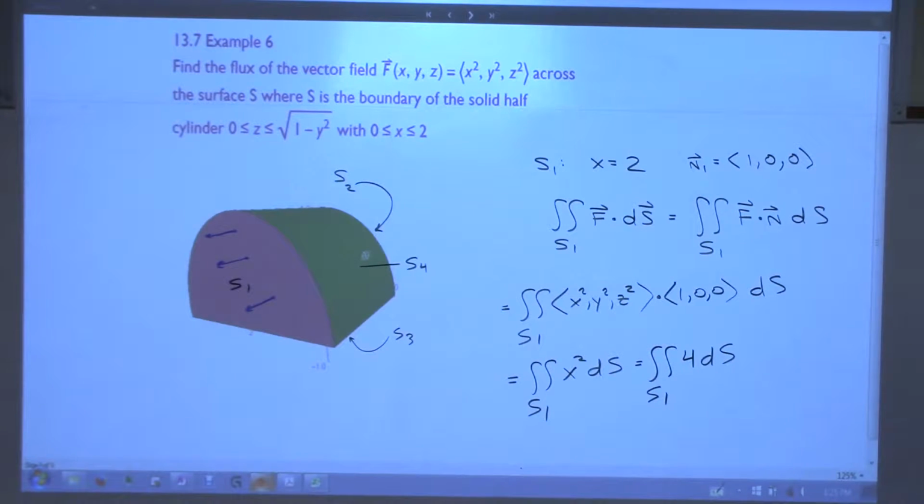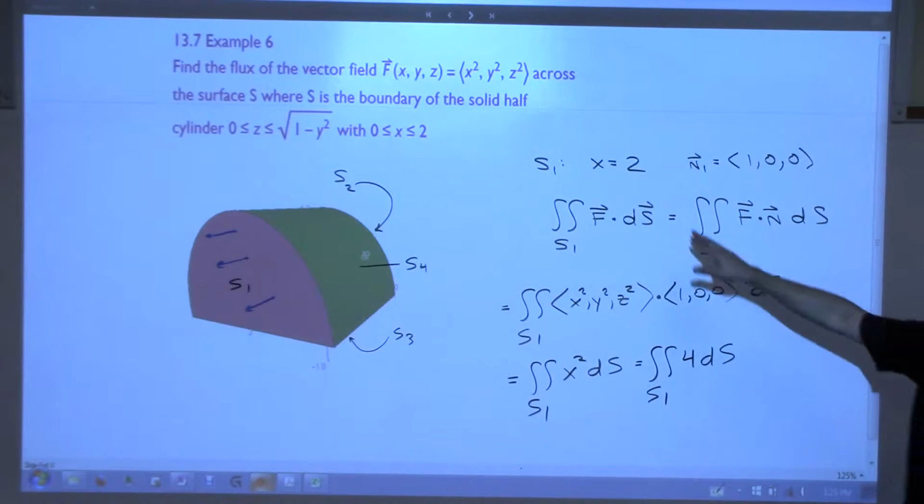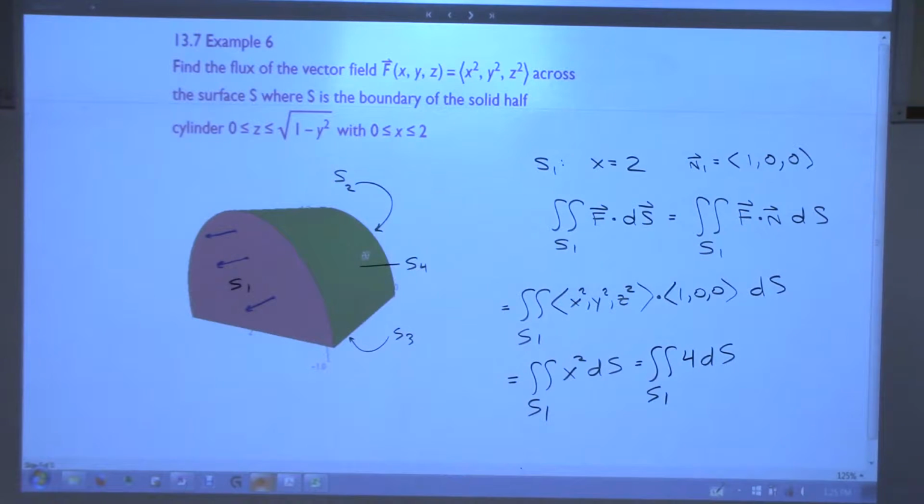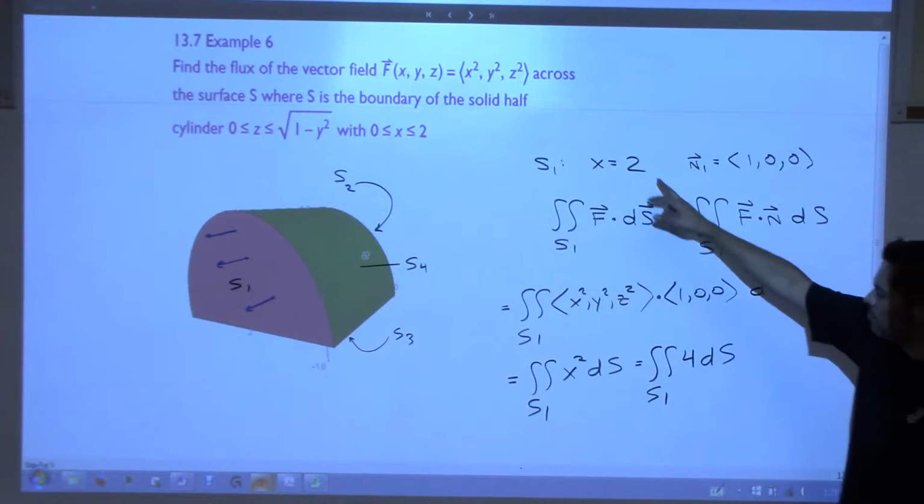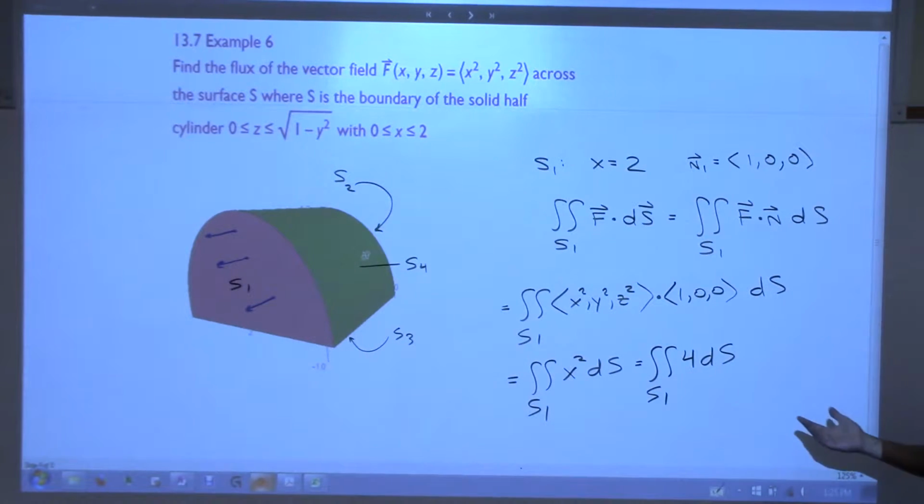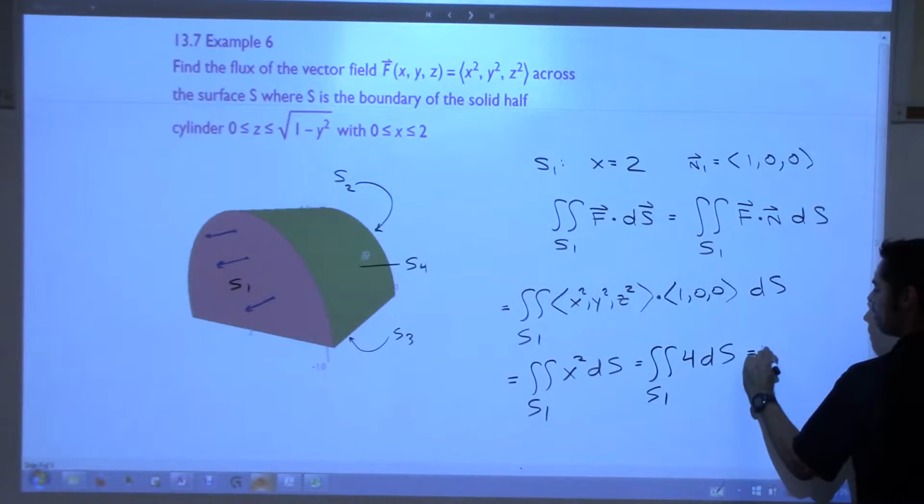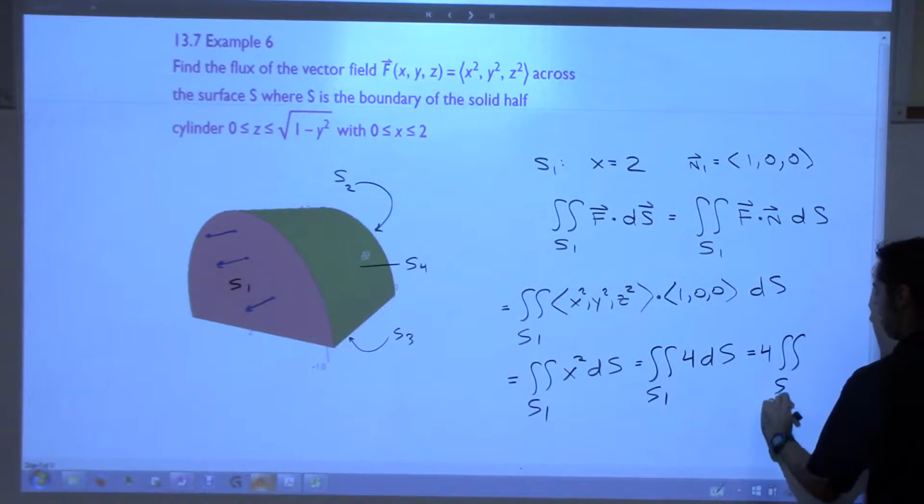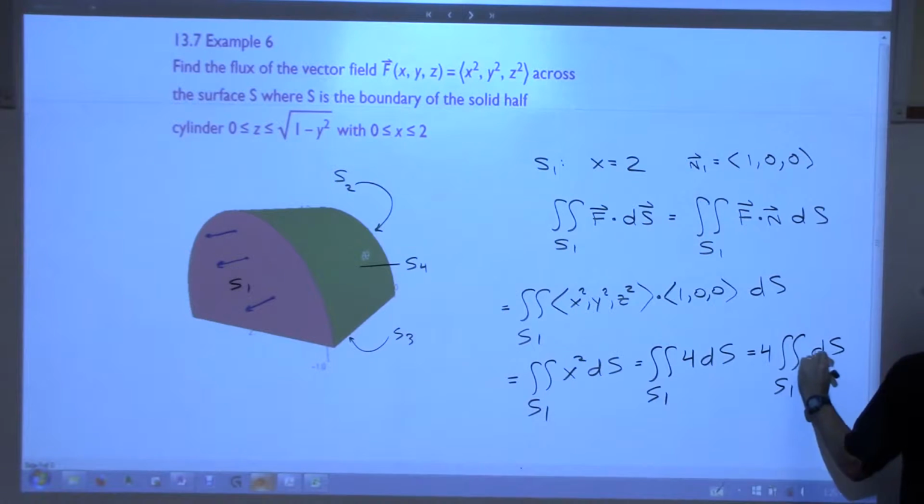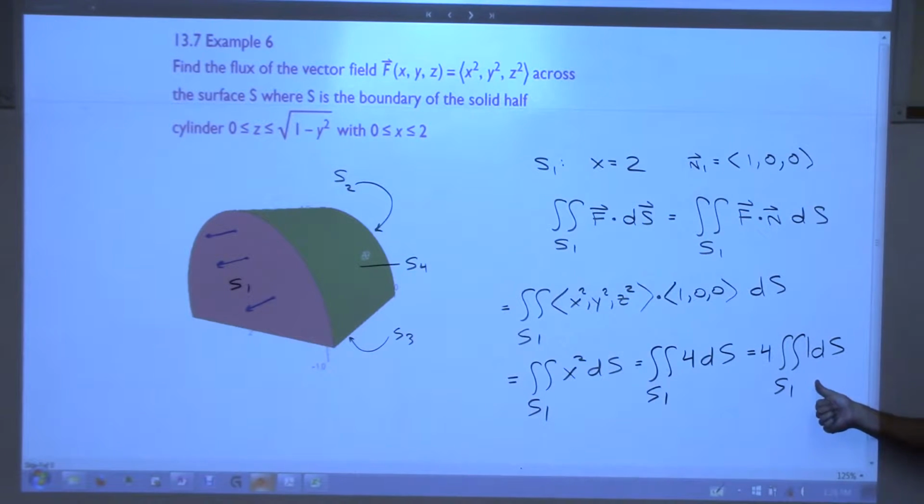All right, so sorry about that. X is 0. I was ahead of myself, I guess. That should be a 2, which means when we square it, we get 4, and then we can pull the 4 out. And that's now 1 in there, and this just means surface area of S1, which we should be able to find just by looking.